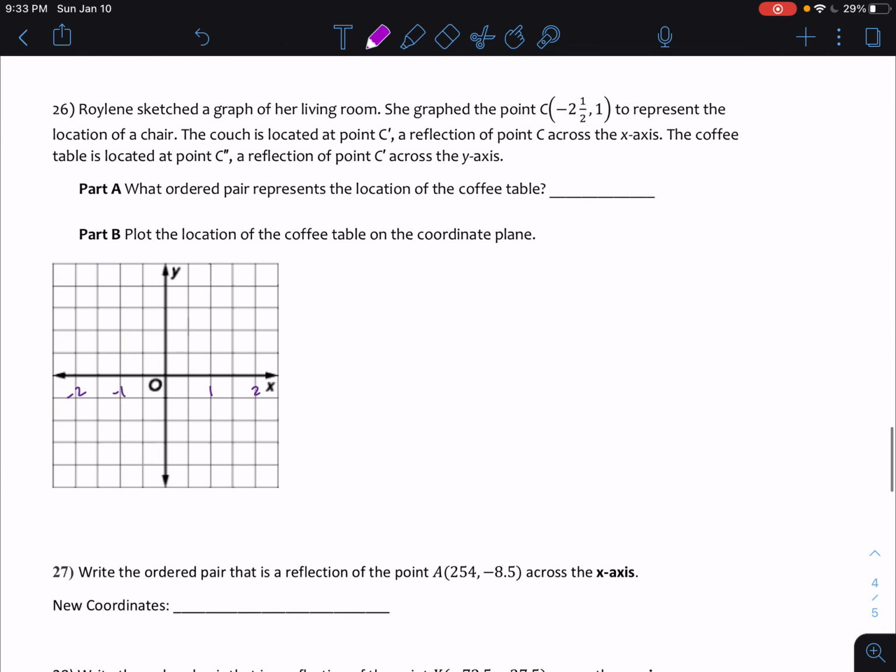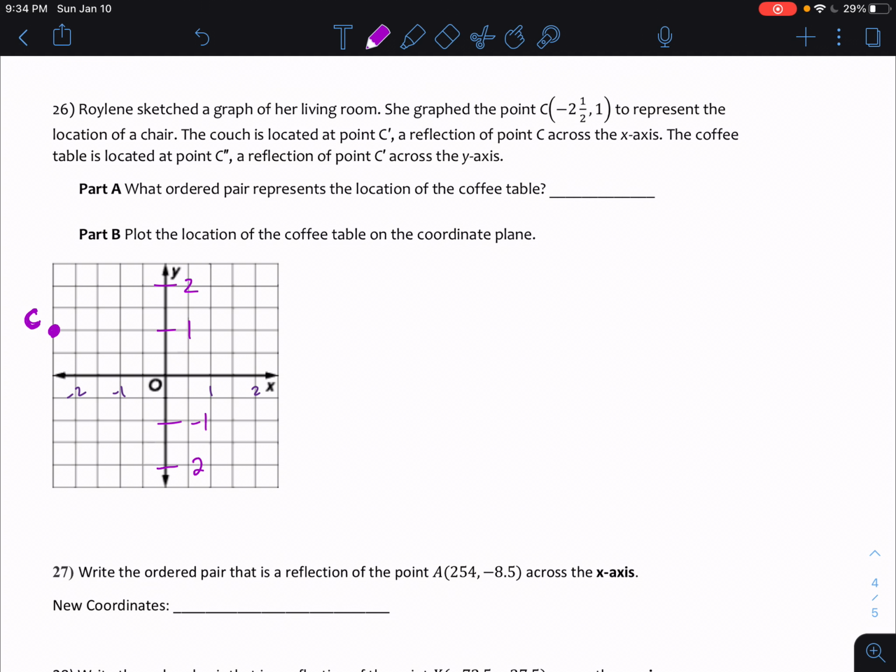Number 26 says Roylene sketched a graph of her living room. She graphed the point -2.5, 1. So what I've done on this graph is I've gone every other line is 1. So every hash mark is 0.5. So -2.5, 1 is going to be all the way at the end of your graph and then up 1. So this is going to be C. That's going to represent the chair.